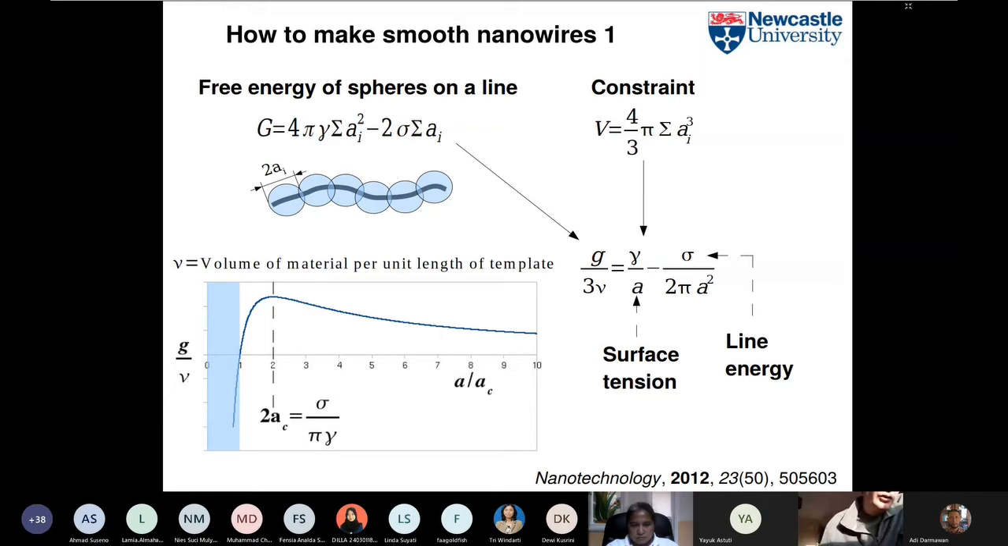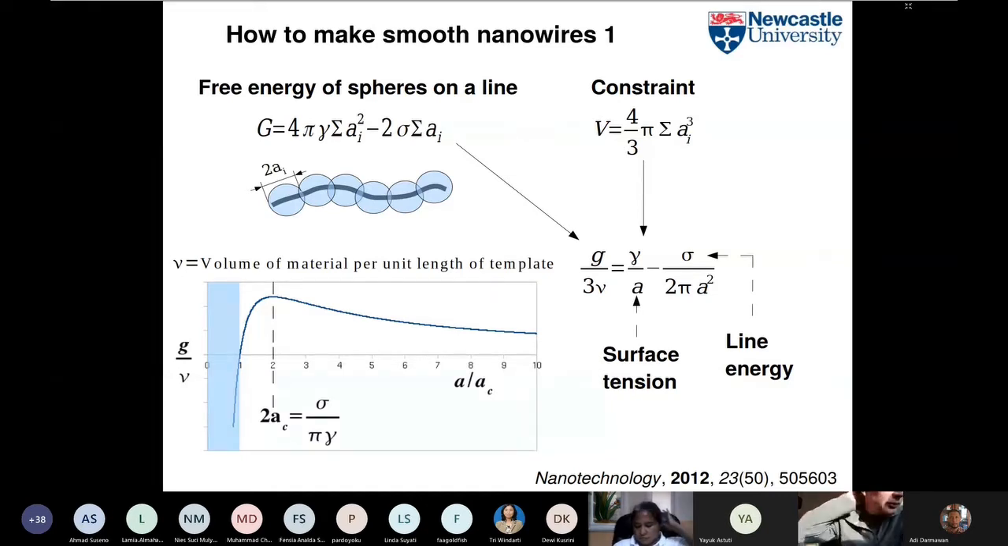And what you can do is you say, well, if the radius of one of those beads is a, then the area of one of those beads is 4πa². And therefore the contribution to the free energy from the surface is 4πa²γ, where γ is the surface tension. So we can estimate the total contribution of all the surfaces of all the beads to the free energy by taking 4πγ times the sum of the squares of the radii.